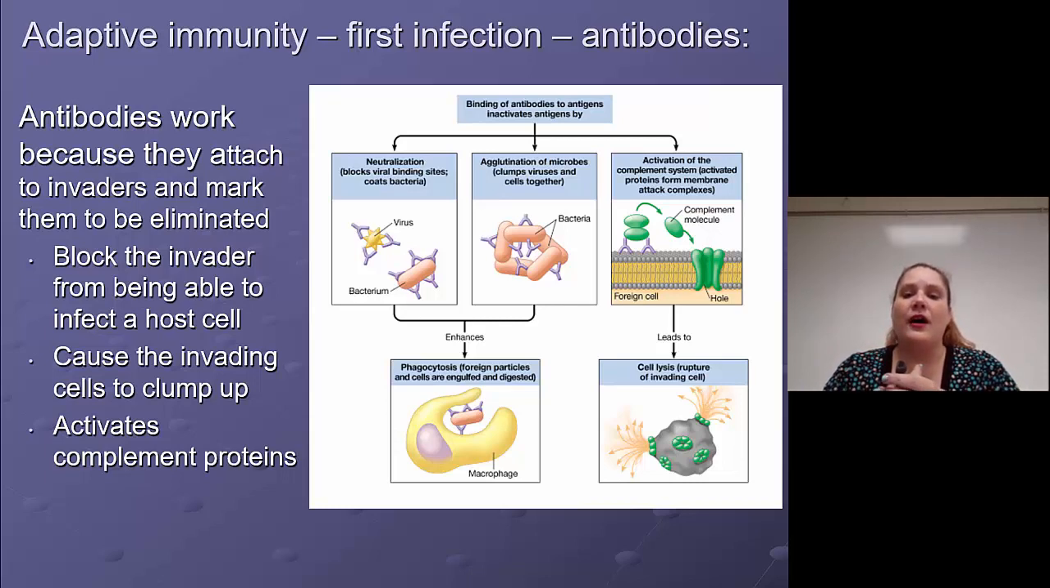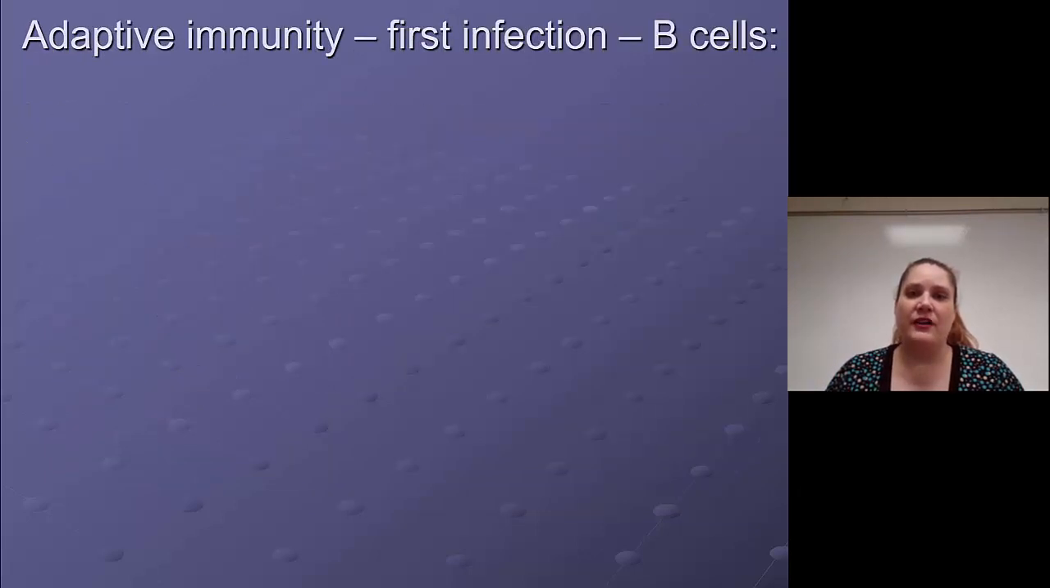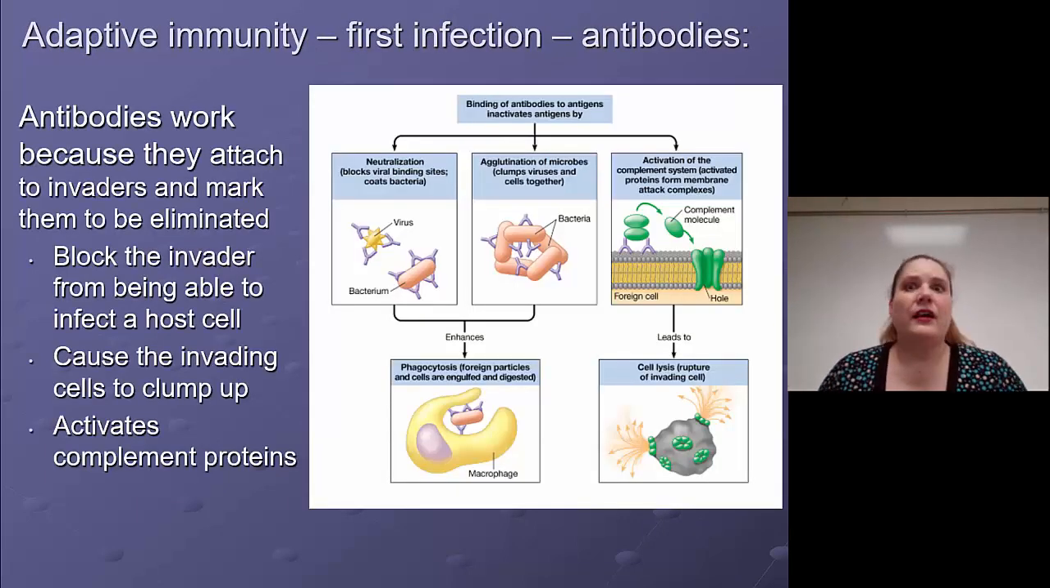Okay, so antibodies are great. They mark things to be eaten. You can see down at the bottom of this picture, the macrophage. The macrophage wasn't sure whether it should eat that thing or not, but once it saw the antibodies, the macrophage was like, oh yeah, I should totally eat that, because anything with antibodies attached, that's an invader that needs to get gobbled up.